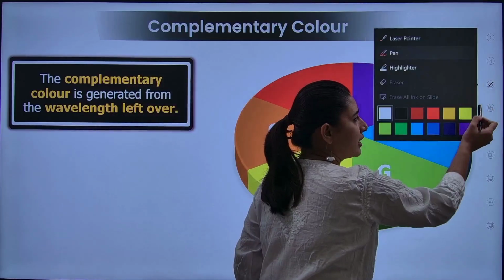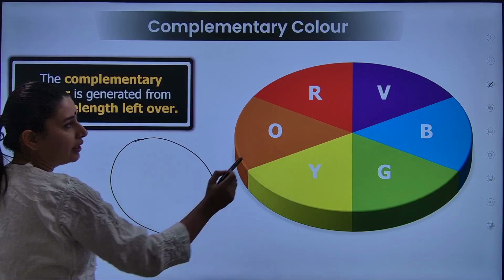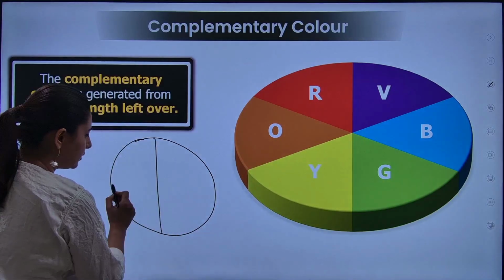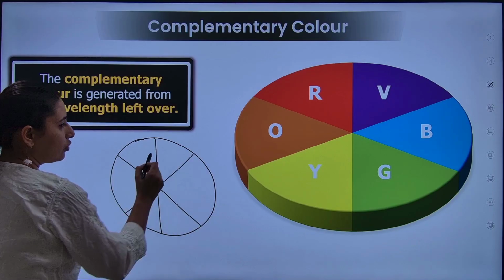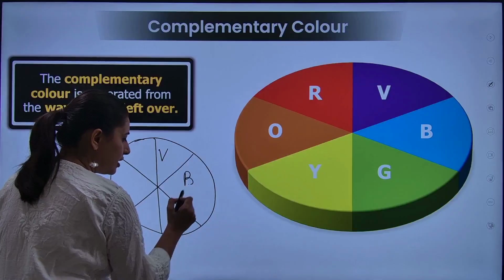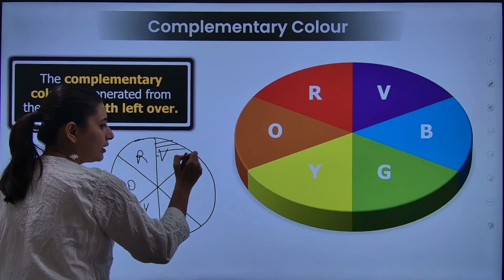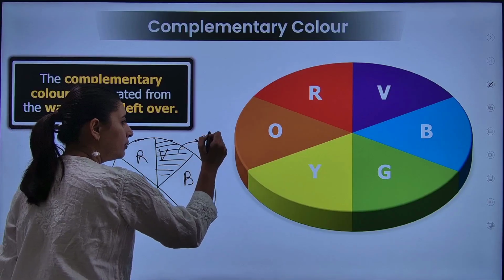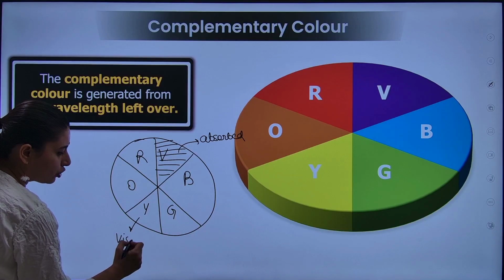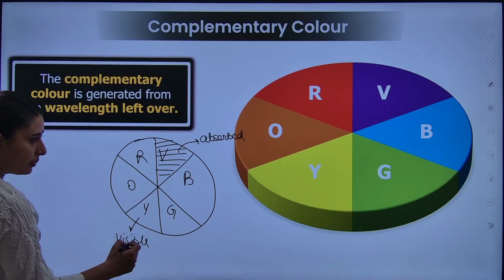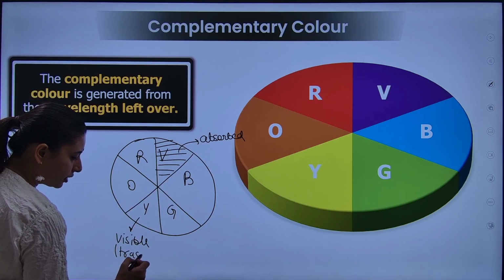So you're supposed to make a circle in a nice way. Please see, you can make a circle, divide it into how many quadrants? You can draw like this. Right? V, I gone, B, G, Y, O, R. So if violet color is what is absorbed, yellow color will be the color which will be visible. If this is absorbed, this is what is getting transmitted.